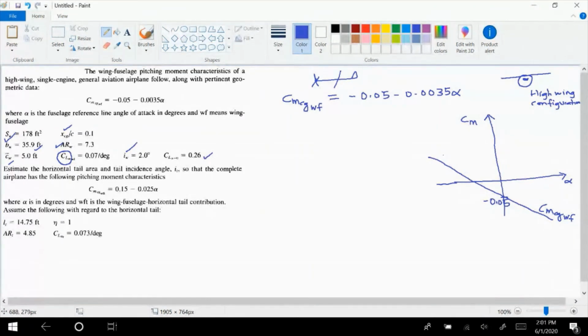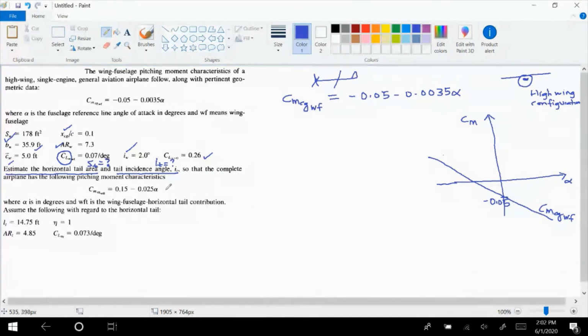Okay, so your goal is to estimate the horizontal tail area, so S_T, and the tail incidence angle i_T. So this is the angle at which the tail is mounted to the fuselage, so that the complete airplane has the following pitching moment characteristics. So far we have only been dealing with the pitching moment, because we are only discussing whether the forces will rotate the aircraft downward or upward, right? So about its lateral axis. So this is pitching moment.